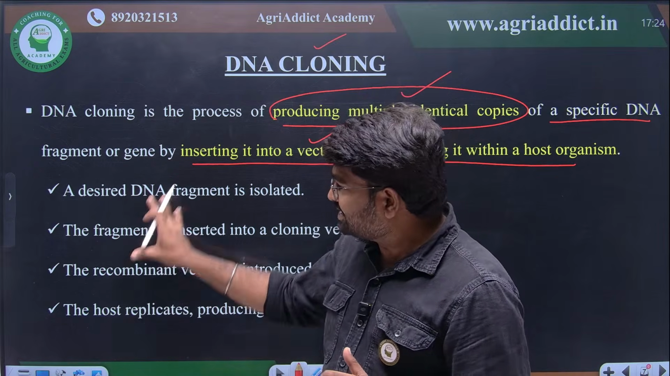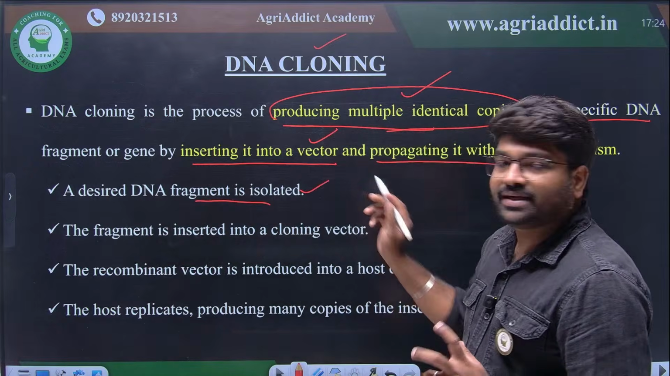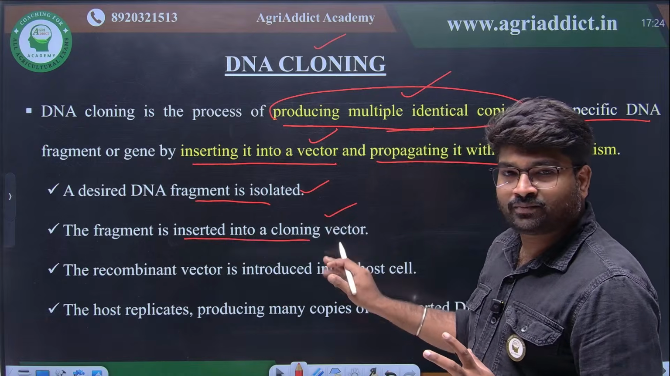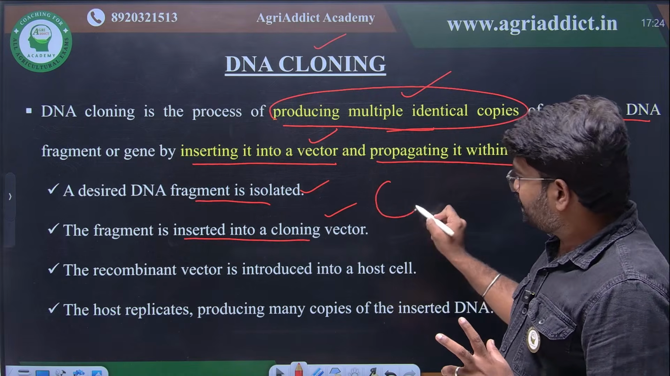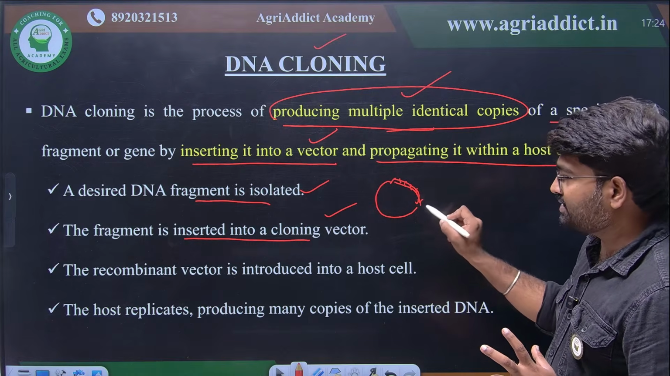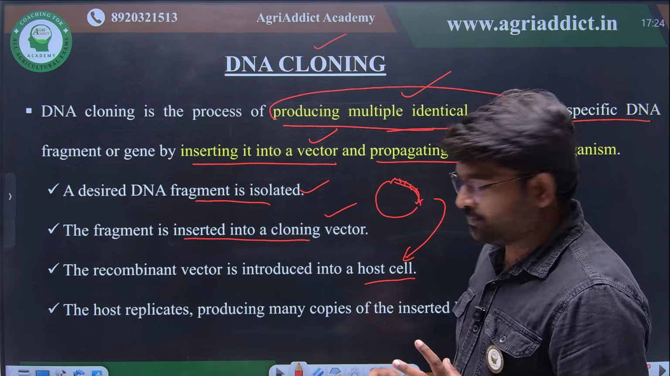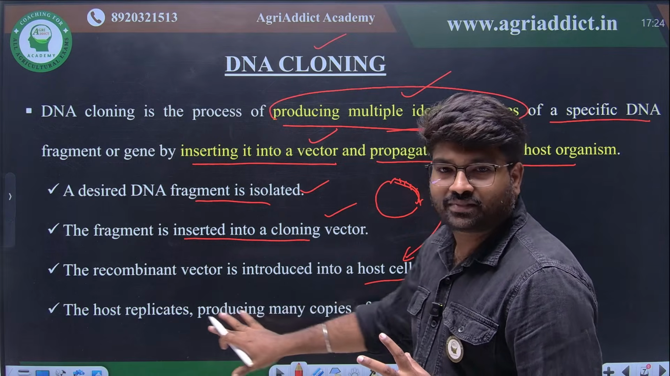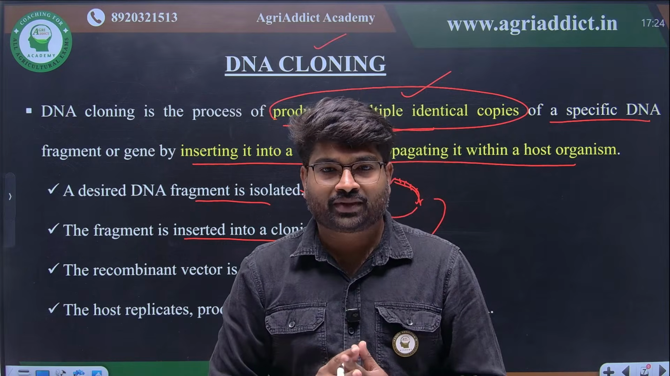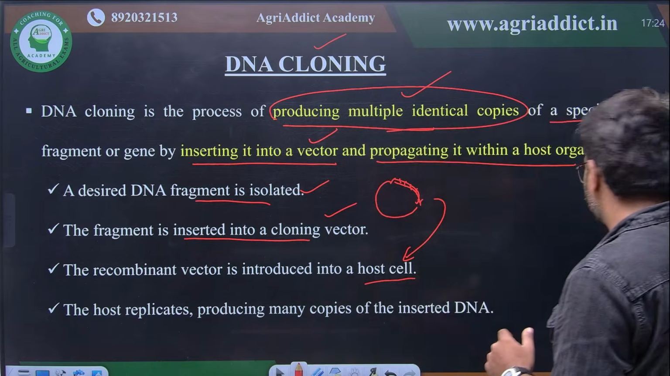Okay. These are the basic steps. First, the desired fragment should be isolated. Then that has to be cloned in a cloning vector. This vector containing the gene of interest will be introduced into the host cells. In the host cells, this will be replicated. Because of that, multiple copies of the selected fragment will be produced. This is the basic step we have already seen.